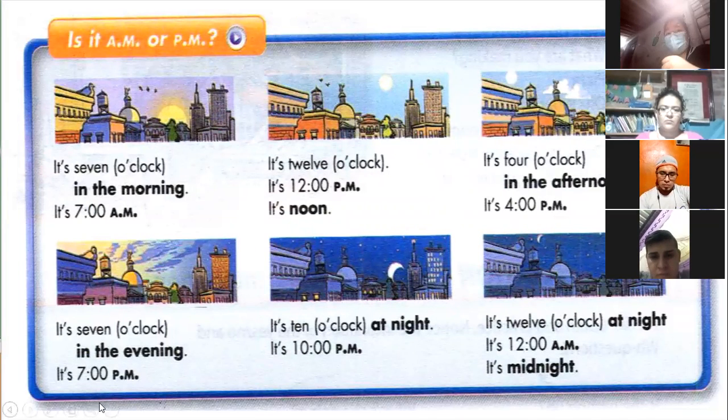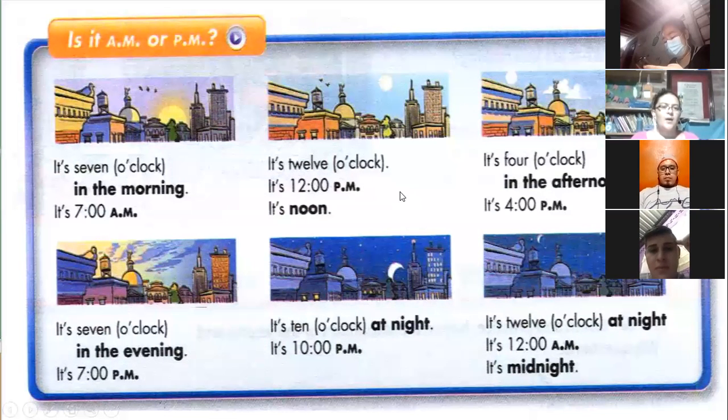Okay? For example, here we have a.m. Listen to the pronunciation. A lot of students say I am. No. A.M. P.M. This is like in El Salvador and like in Spanish when you say A.M., P.M. Okay. That's it. So, for example, here in picture number one, you can see the picture.